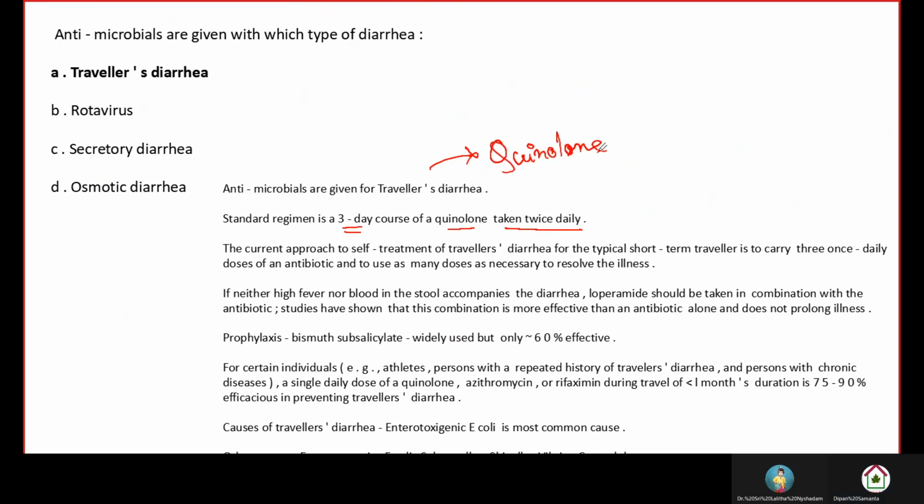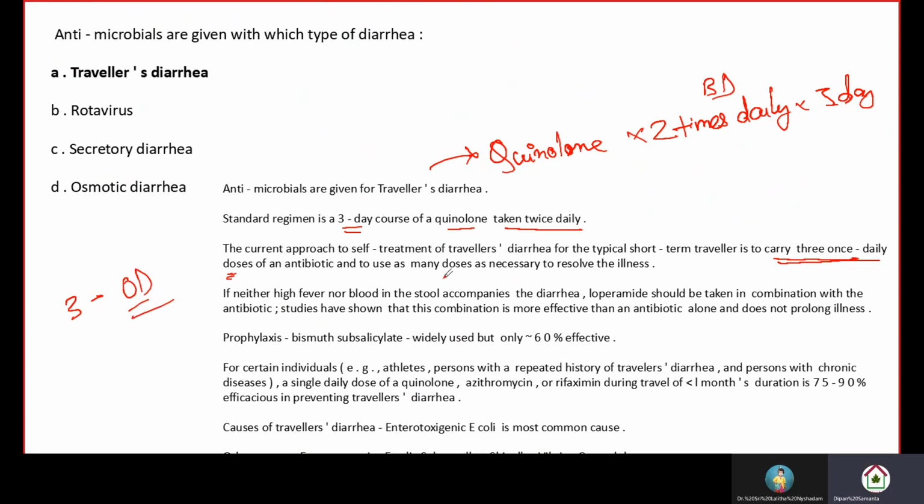Quinolone taken twice daily, BD, for 3 days. So the current approach to self-treatment of traveler's diarrhea for a typical short-term traveler is to carry 3 once daily doses, 3 doses of the OD regimen, and to use as many doses as necessary to resolve the illness.